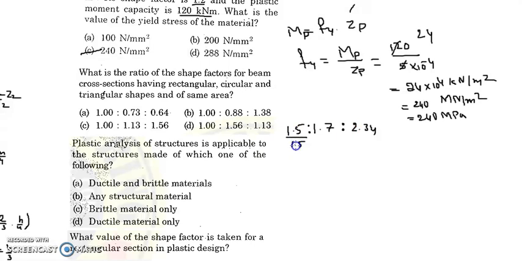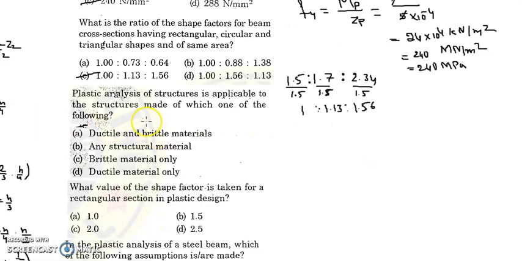I need to take the ratio. So I am going to take the ratio in terms of rectangle. Just divide by 1.5, because they have taken the rectangle as 1, so it is going to be 1 is to 1.13 is to 1.56. I did the calculation, so you are supposed to calculate it yourself. So the answer is C. Next, move on to the next question.